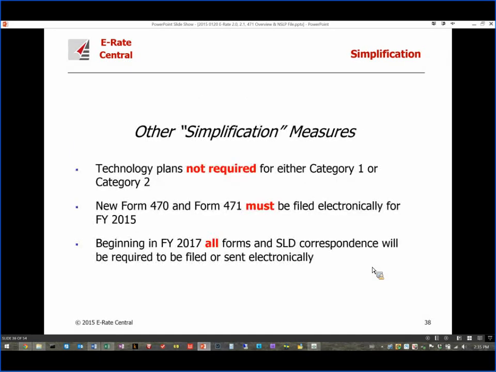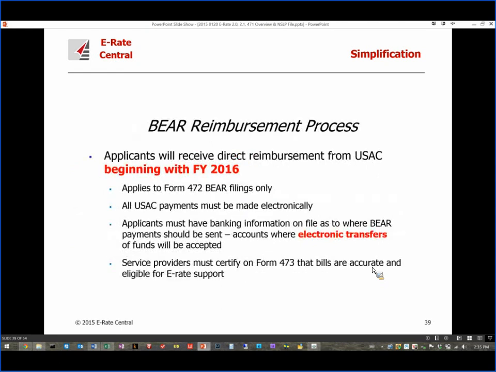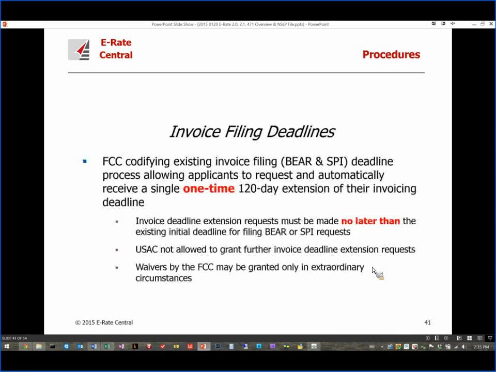Then other simplification measures, the tech plan was no longer required. From here on out, 470s and 471s have to be filed electronically. And beginning in 2017, all forms and correspondence with the SLD will be done electronically. BEAR reimbursement process, as of funding year 2016, that'll be done all electronically, and obviously USAC will be in the process of collecting the information to do that this year.